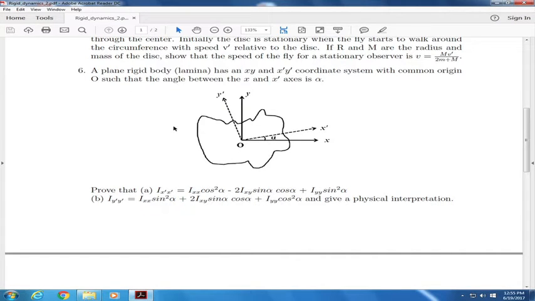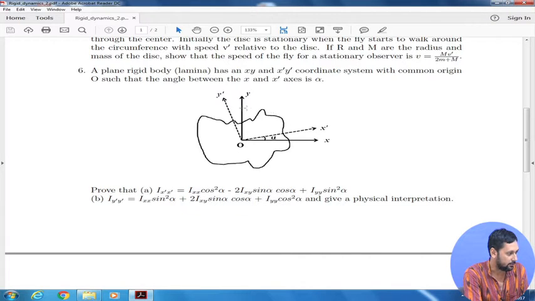So this problem describes a situation where we have a 2D lamina lying in the xy plane. Now there is a rotation of the axis system given around the z direction. So that z direction is pointing up from the plane of this page, right. So we are giving a rotation to the axis system from x and y to x prime and y prime. Slightly different convention. Typically we keep the fixed axis as x prime y prime and the rotated axis as x y, but that should not be a problem.